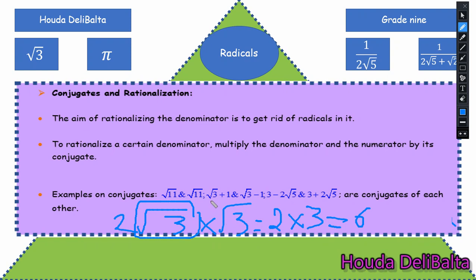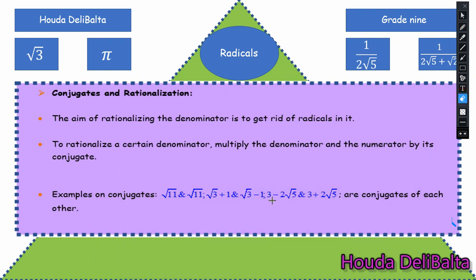But when I have a number and a radical separated by a plus sign or a minus sign, if I have radical 3 plus 1, for example here, then I choose radical 3 minus 1. I just take the opposite sign in the middle. Okay? So if numbers are separated by signs, the conjugate just takes the opposite sign in the middle. Let's continue with more examples. For example, if I have 3 minus 2 radical 5, its conjugate is 3 plus 2 radical 5.